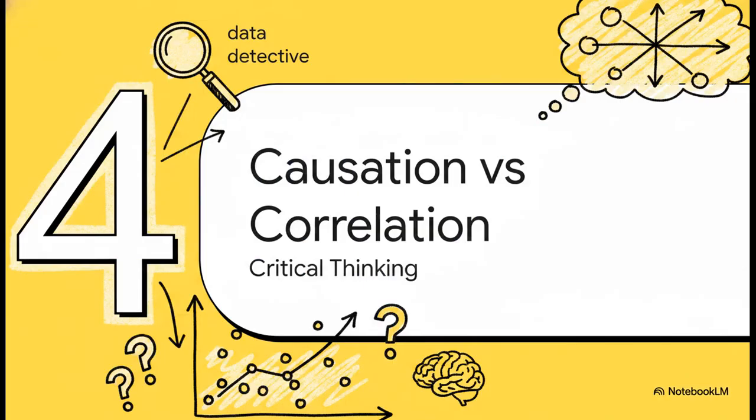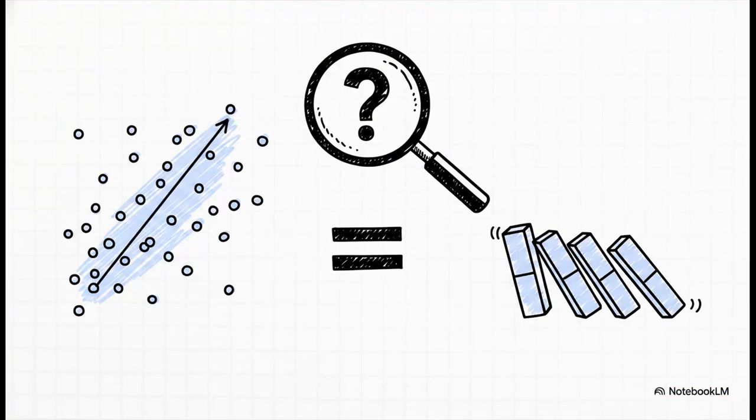Next up, Section 4, causation versus correlation, a critical thinking skill. Before we go feeling like fortune tellers with our scatter plots, we have to watch out for a really common trap. And it's this: Correlation does not always equal causation.